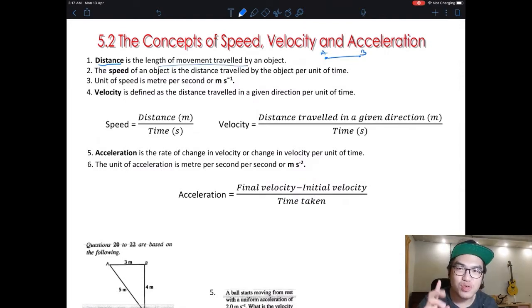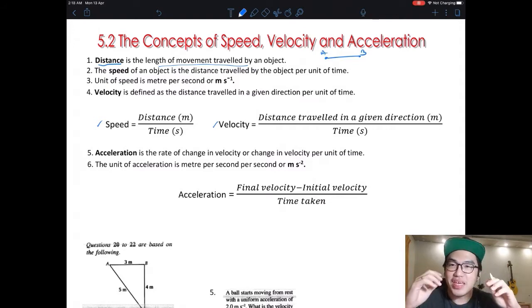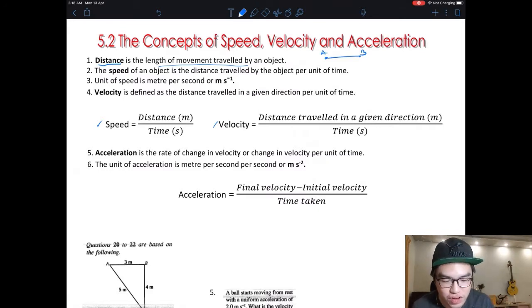There are two things, actually three, you need to learn today. One is speed and another is velocity. They are the same thing. If in the exam they ask for speed or velocity, basically they ask for the same thing. Normally they will use velocity, because that's the proper word to use. They might ask for speed as well, doesn't matter.